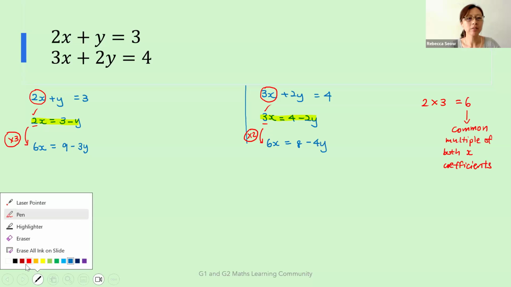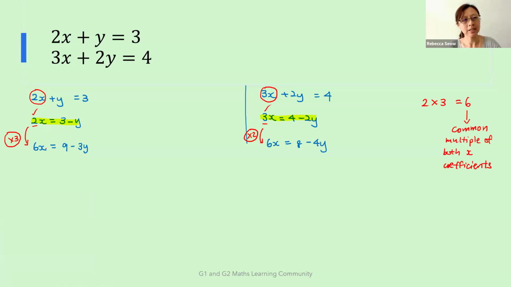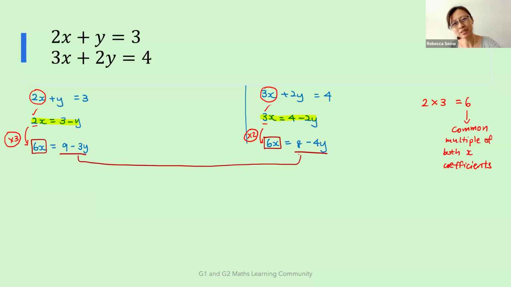Okay, let's pause here to take a look at both equations. And you will see that both equations now start off with 6x. Hooray! So if it starts off with 6x, then we can say that the right-hand sides of both equations are now equal. When they are equal, I guess now you know what to do. We will equate them. So 9 take away 3y equals 8 take away 4y.